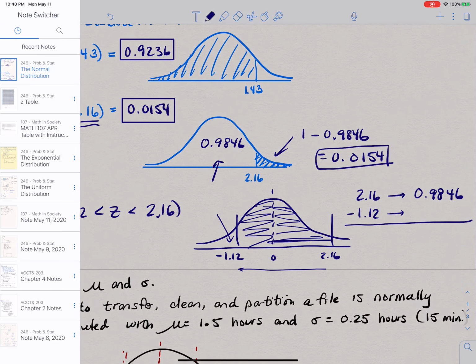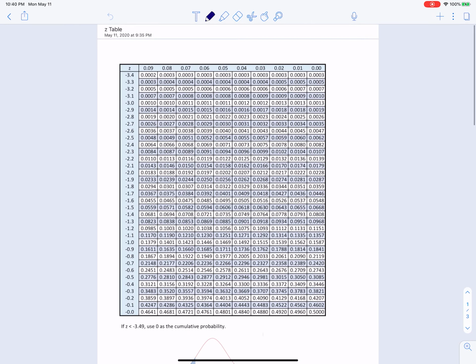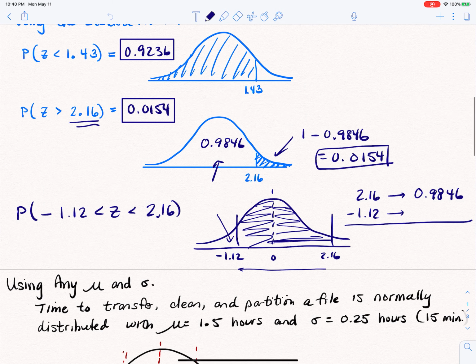And then the area for negative 1.12, we go to the negative z-score portion. Negative 1.12 is over here at 0.1314. And if we subtract those, we get 0.8532. And that is our probability.